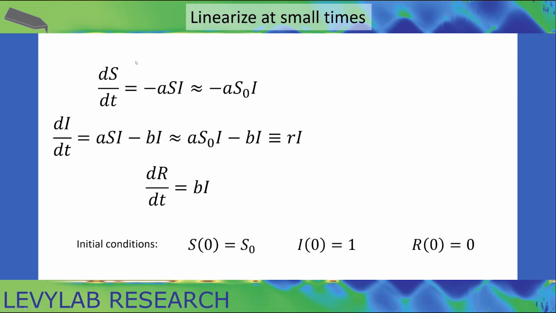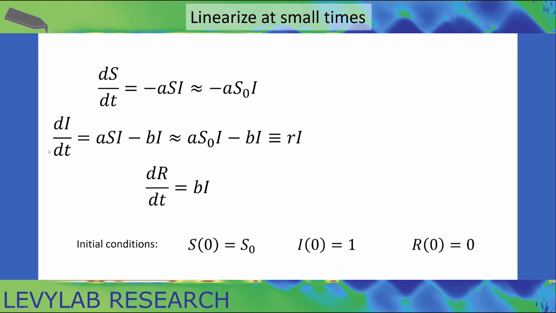So what do we do? We're going to take the first equation, and we're going to make an assumption that S is equal to S naught. Okay, so what this is saying is that basically the number of susceptible people is roughly constant. And so now I've gotten rid of that nonlinear term in this equation.